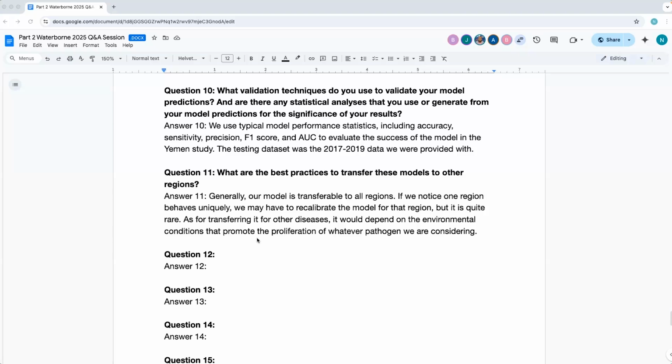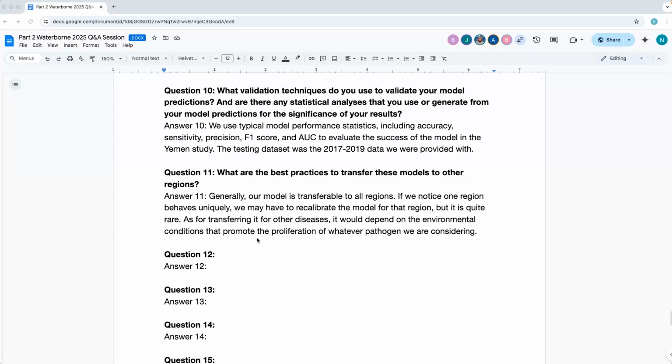And basically we evaluated the model based on typical model performance statistics: accuracy, sensitivity, precision, F1 score, and area under the curve score, all of those to assess how well the model performed. And I believe that in the presentation the citation for that paper is given, so you should be able to access that and read it if you're more interested in the detailed methods, but it should all be in there.